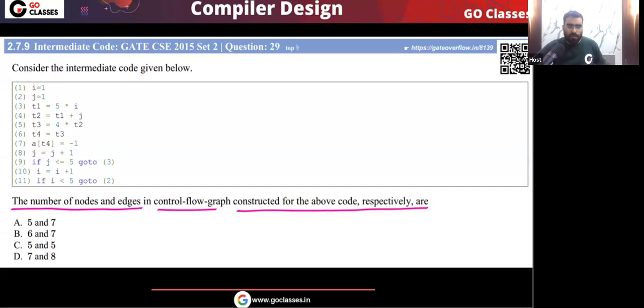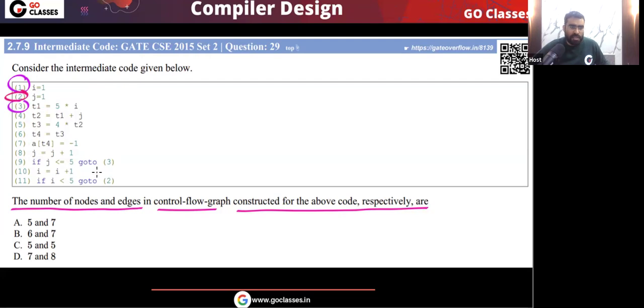First you will find the basic blocks, yes or no? So let's find out the basic blocks. See, this is a leader. Instruction number 1, the first instruction in the program, is a leader. Next, the target of a jump instruction is a leader. So this is a leader. The target of a jump instruction is a leader, so this second one is also a leader.